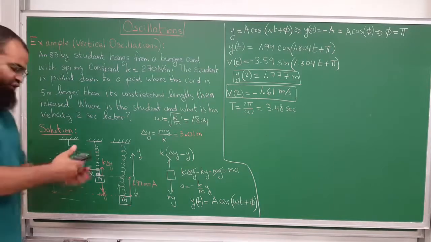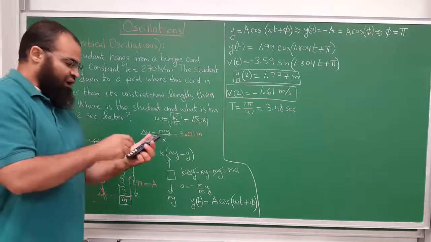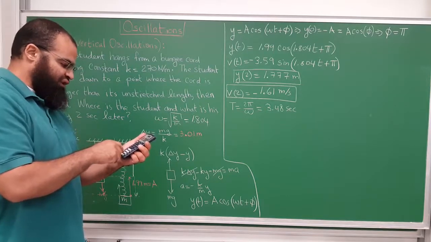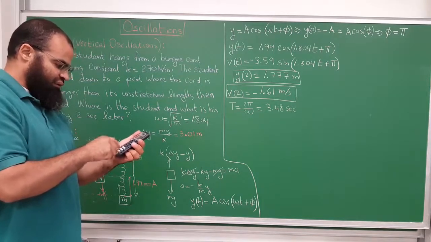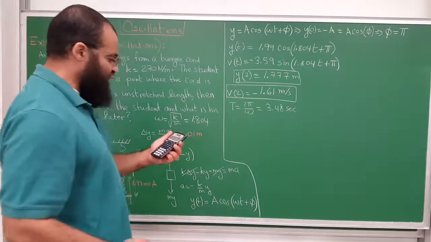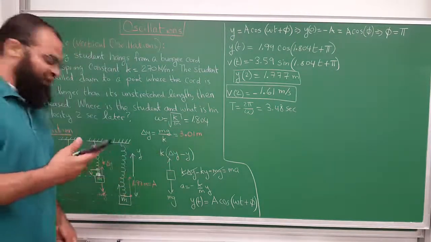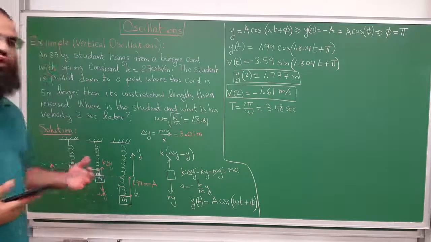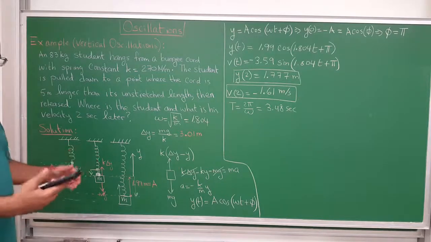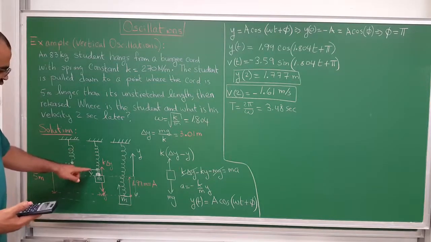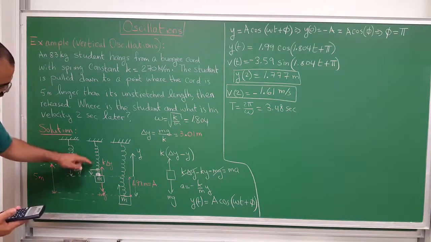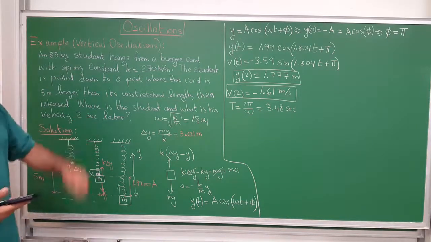So where is he? Let's divide 2 seconds over 3.48 and see what it is. So 2 seconds over 3.48 is 0.574. So that's slightly more than half a period. 0.57, half would be 0.5. So slightly more than half a period. So it means the student went from here to here, that's half a period, and now the student is heading down. So everything works out.